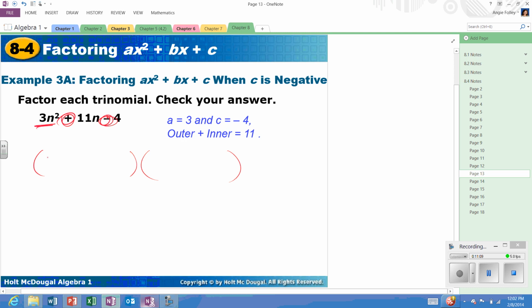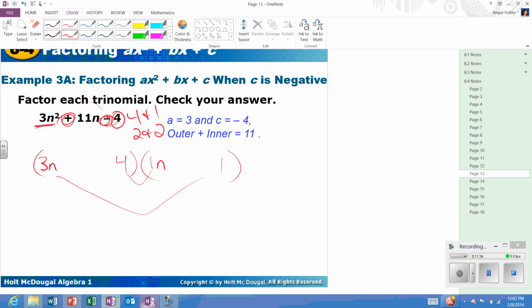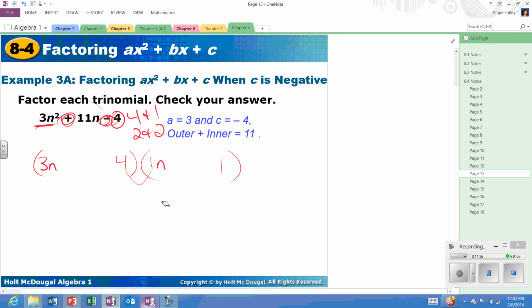So I'm going to start by factoring this first term. The only options I have are 1 times 3. Okay, so now my options are 4 and 1 or 2 and 2. All right, if I did 4 and 1, okay, let's think about that. If I did a 4 here and a 1 here, I'm going to have 4 and 3. Can I combine 4 and 3 to make 11 in any way? No, I cannot. So that's not going to work.